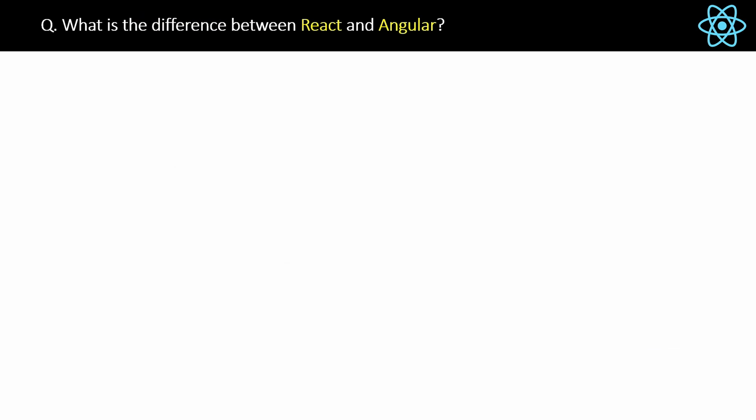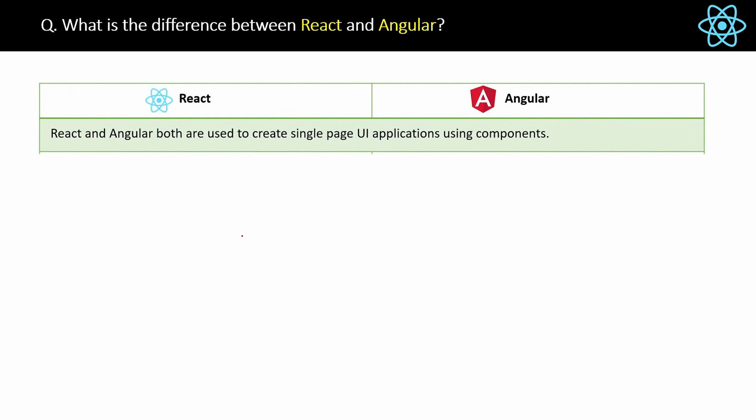What is the difference between React and Angular? There is a lot of competition between these two technologies, so let's see the differences between them. Before the differences, let's first see the similarities between them. React and Angular both are used to create single page UI web applications, okay, using components, okay. In Angular also we have components.